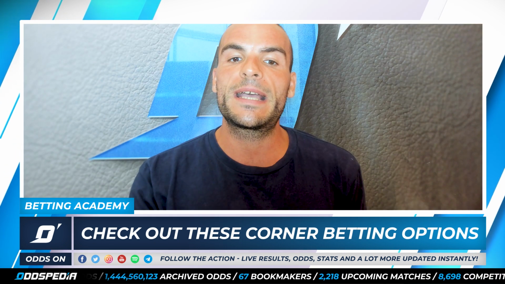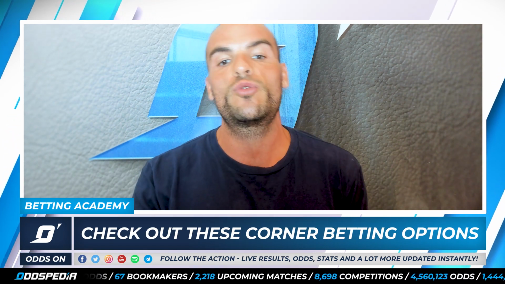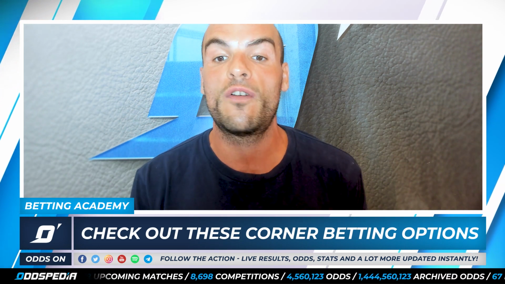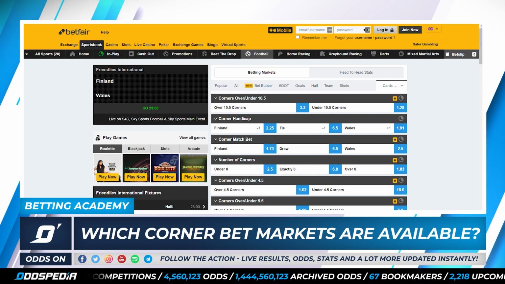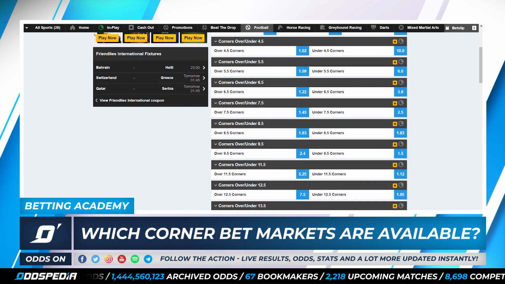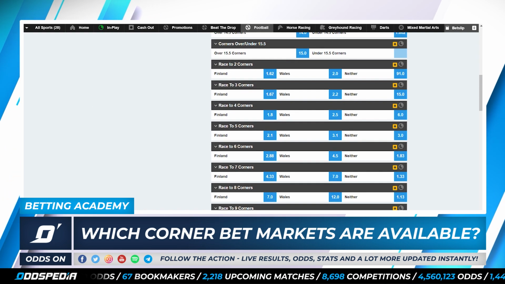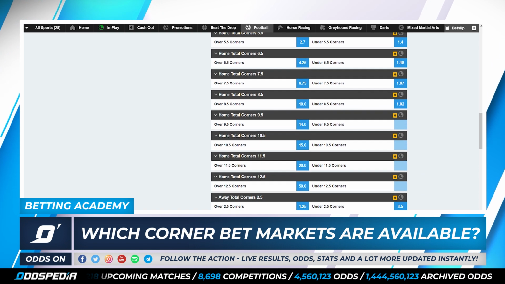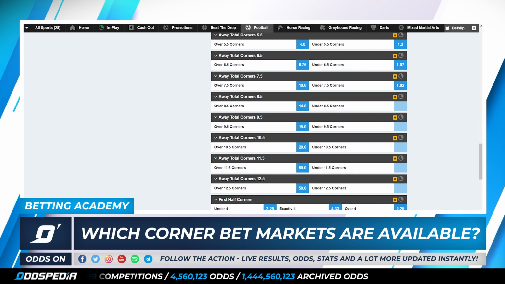With Oddspedia we can check the best odds, but now we can also go to a bookie to see which corner betting markets they have available for us. Number of corners, over, under, raised to 2 corners or any other given number. Home or away, total number of corners. First half corners or half with more corners. So really, as you can see, we have many combinations to place our bets in the corner market.